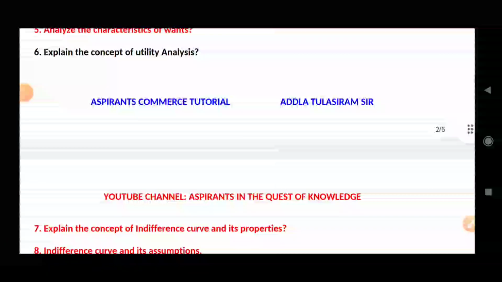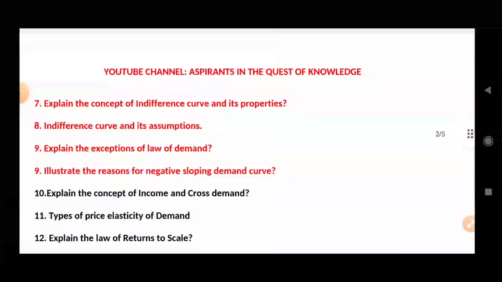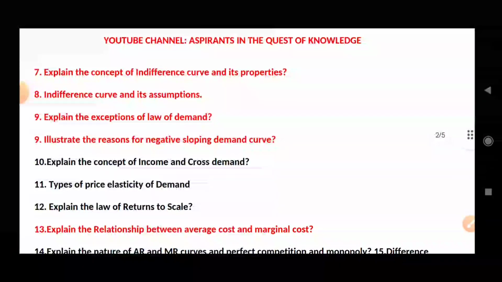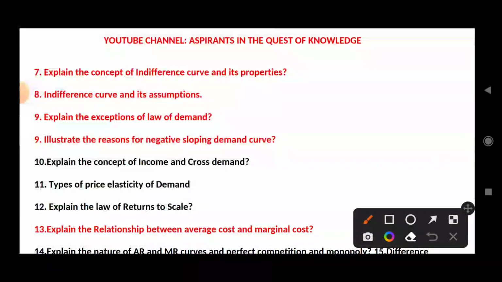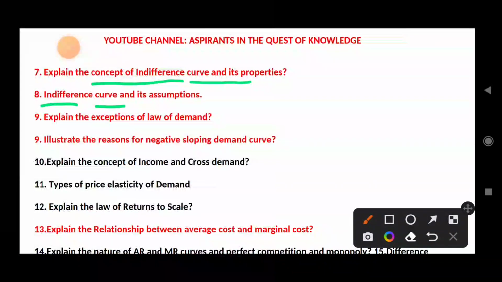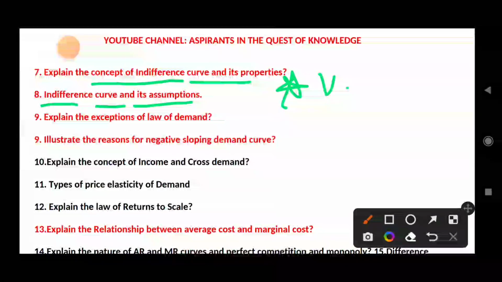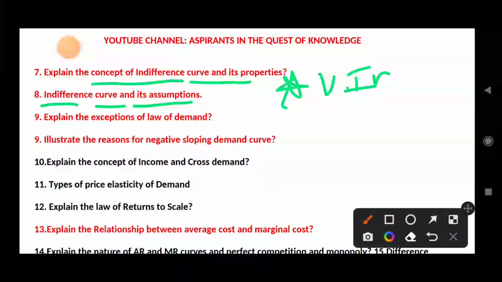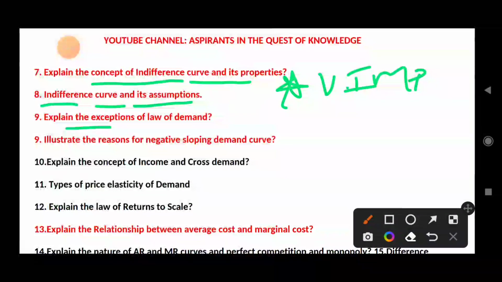So let us see some more important questions relating to short questions, 5 marks. Explain the concept of indifference curves and its properties. Indifference curves and its assumptions. Indifference curves concept is very important one. Don't ignore this concept. Explain the concept of law of demand.